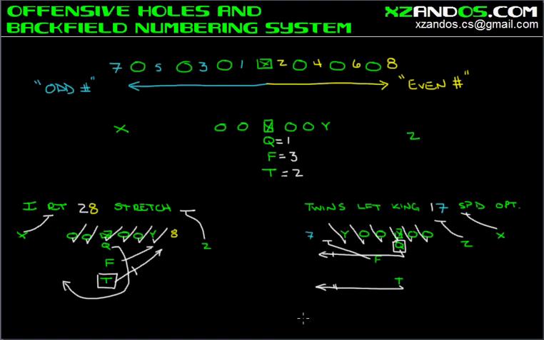As you can see, it's a very simple way to communicate the offensive hole and backfield numbering system. Players know whether if it's even, we're going to the right. If it's an odd number, we're going to the left. And then the backfield numbering. So the first number is who's carrying the ball. Second number is are we going right or left.